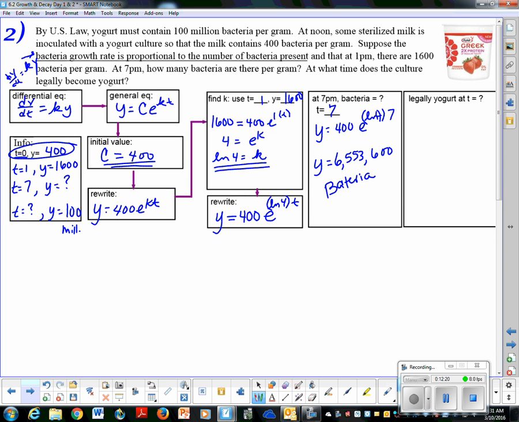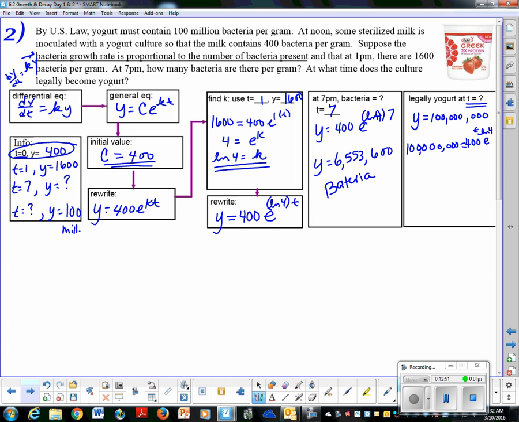When will the yogurt legally be able to be labeled as yogurt? Well, what we're trying to find is time, and what I want to have present is 100 million bacteria. So we'll just kind of reverse our scenario. Let's set 100 million equal to 400 e to the natural log 4 and then times t. I'll put it in front and solve this out.